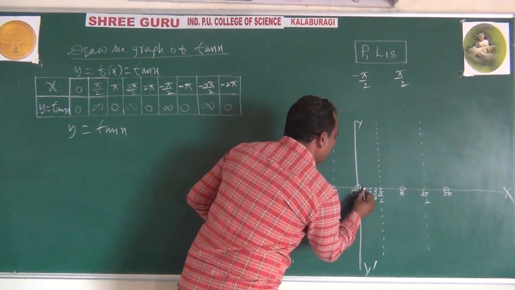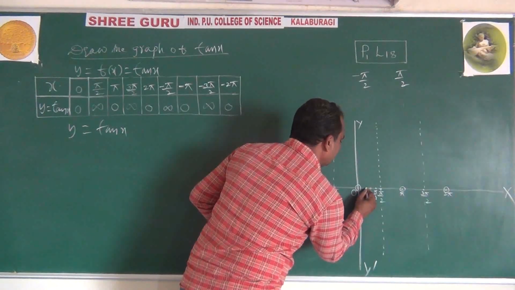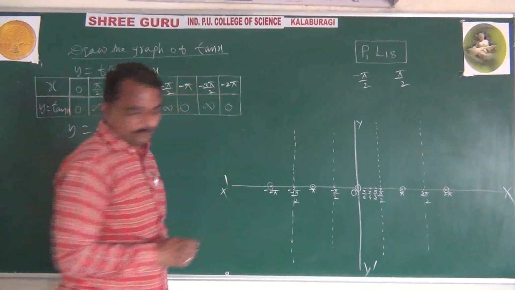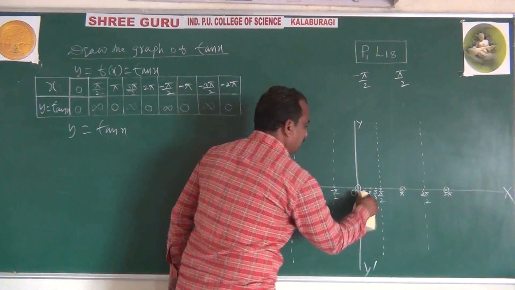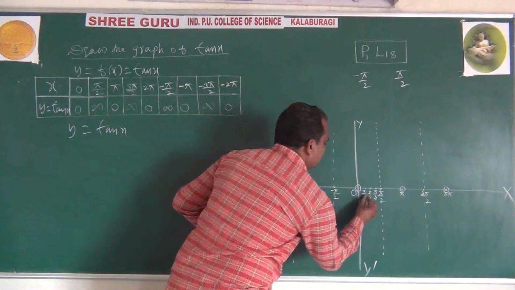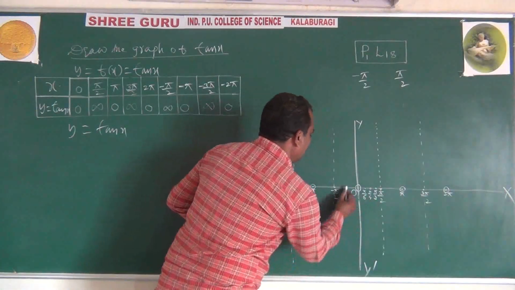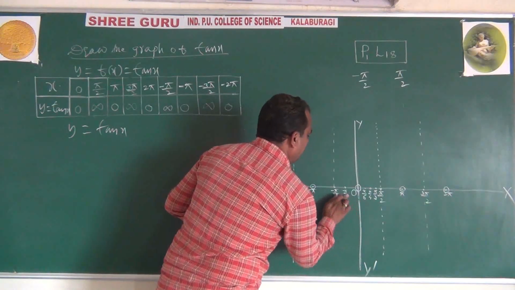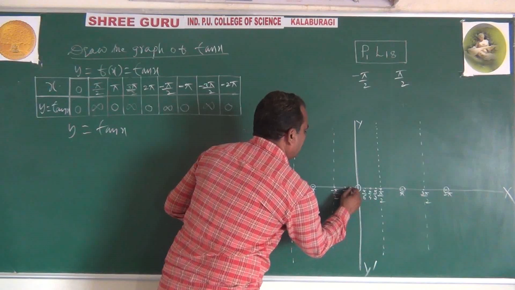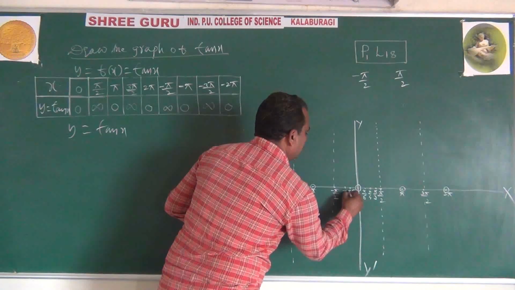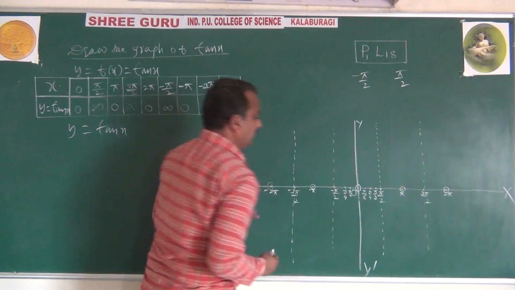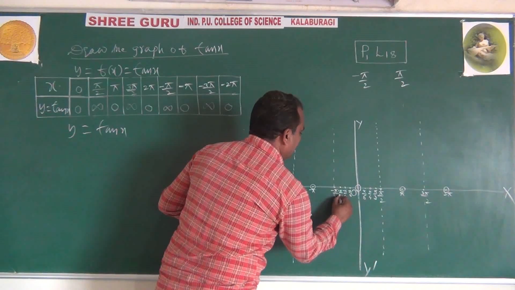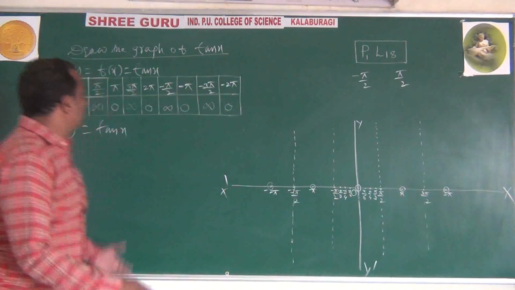Similarly, 0 to pi by 4, 30 degrees, pi by 6. These are the values I am taking here, students. Pi by 6 it is. The next here, minus pi by 4, in the same way. Minus pi by 6. Just see what type: minus of pi by 3, 60 degrees, then 90 degrees. Minus of pi by 3. Let us calculate here.